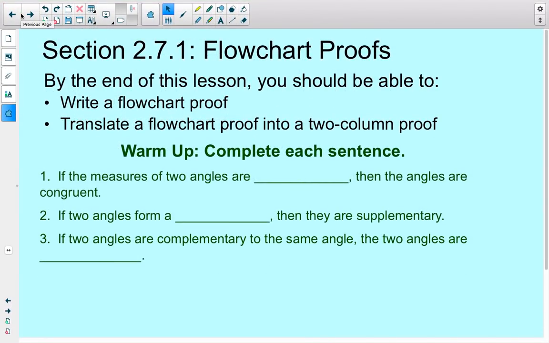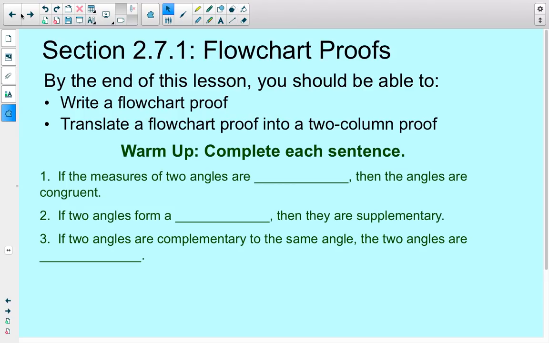Ready to do the first part of section 2.7. Today we're going to talk about flowchart proofs. Now that you've got a good taste of two-column proofs, we're going to talk about a different type of proof. By the end of today's lesson, you should be able to write a flowchart proof and translate a flowchart proof into a two-column proof.